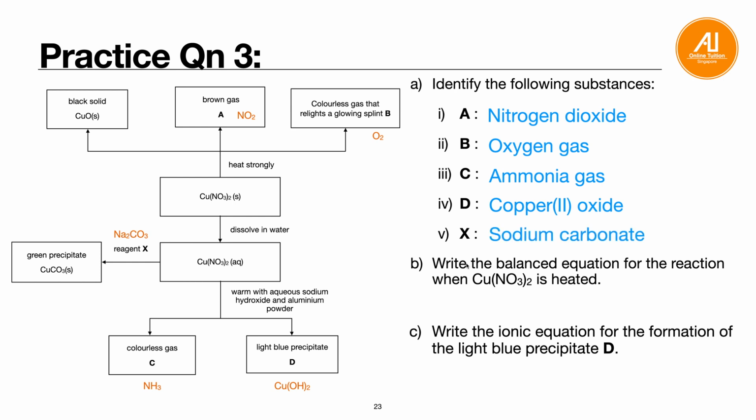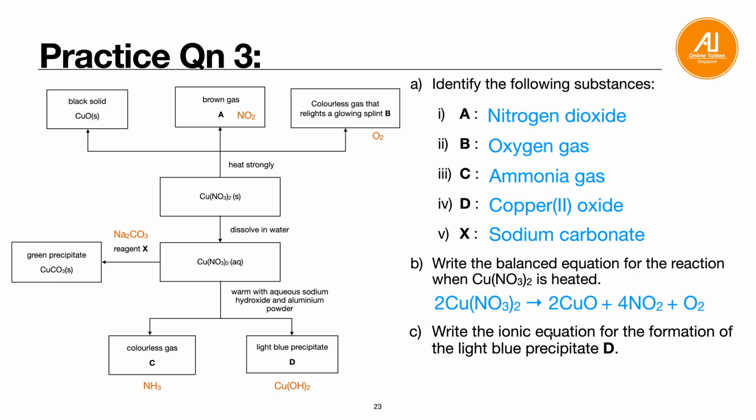Okay, next, write the balanced equation for the reaction when copper nitrate is heated. Copper nitrate, when it's heated, will give you these three products. So you just write the equation and balance it out. Copper nitrate gives you copper oxide plus NO2 plus oxygen. When you balance it, it will be 2, 2, 4, 1. For those of you who need a video to teach you how to balance the equation, just let us know in the comments, and then we will make a video on it. For this one, you don't have to write the state symbol unless the question says so. But for ionic equations, you must write state symbols.